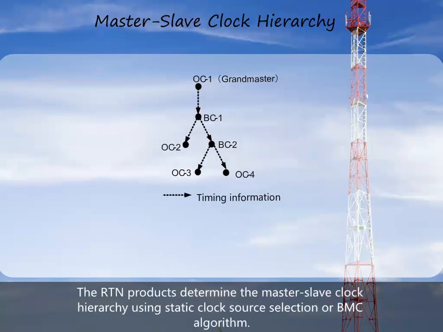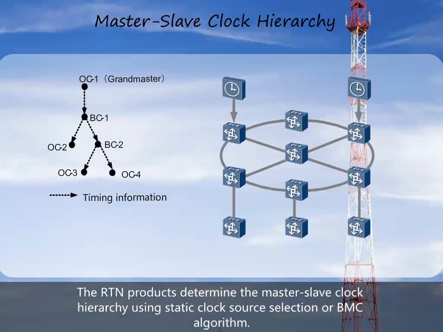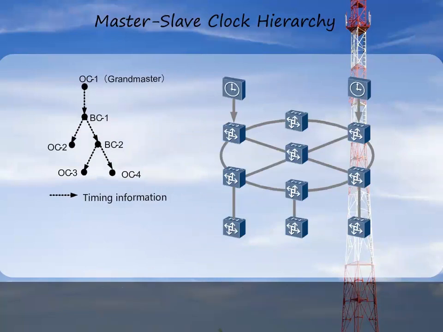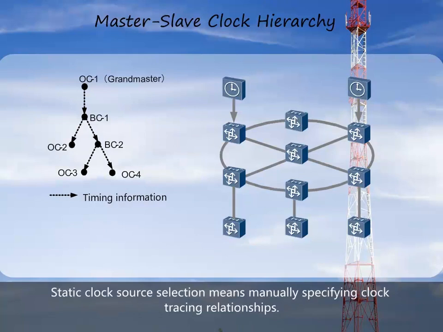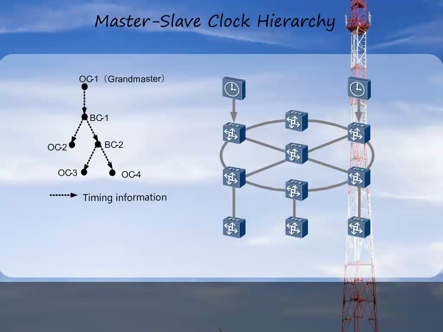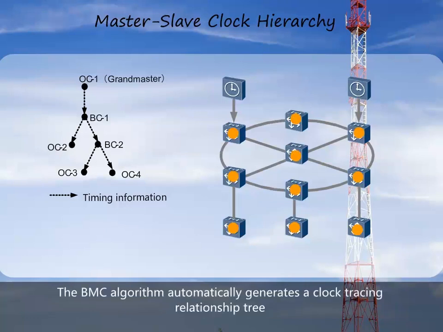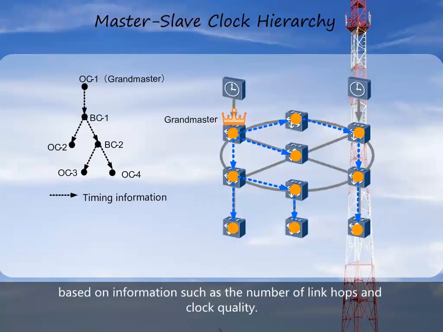The RTN products determine the master-slave clock hierarchy using static clock source selection, or BMC algorithm. Static clock source selection means manually specifying clock tracing relationships. The BMC algorithm automatically generates a clock tracing relationship tree based on information such as the number of link hops and clock quality.